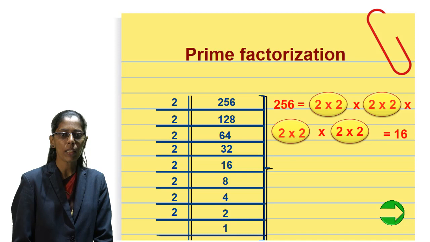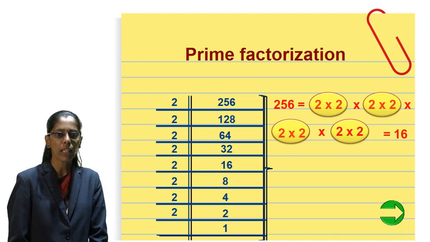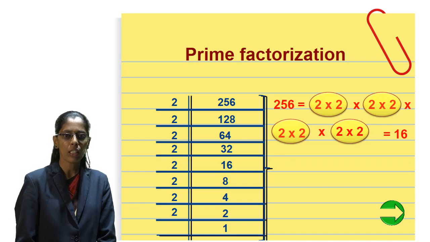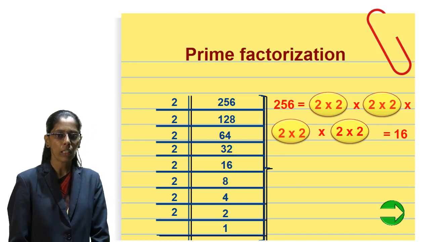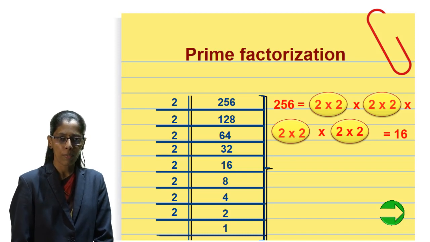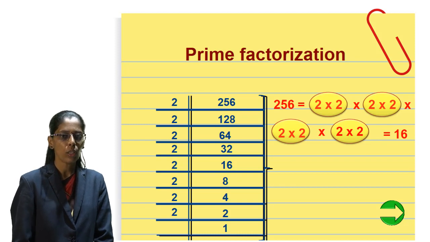256. 256 is divisible by 2. Then we get the quotient 128. Write down that quotient in the next step. Again 128 is divisible by 2, then we get the quotient 64. Then again 64 is divisible by 2, then we get 32. 32 is divisible by 2, then we get 16. 16 is divisible by 2.